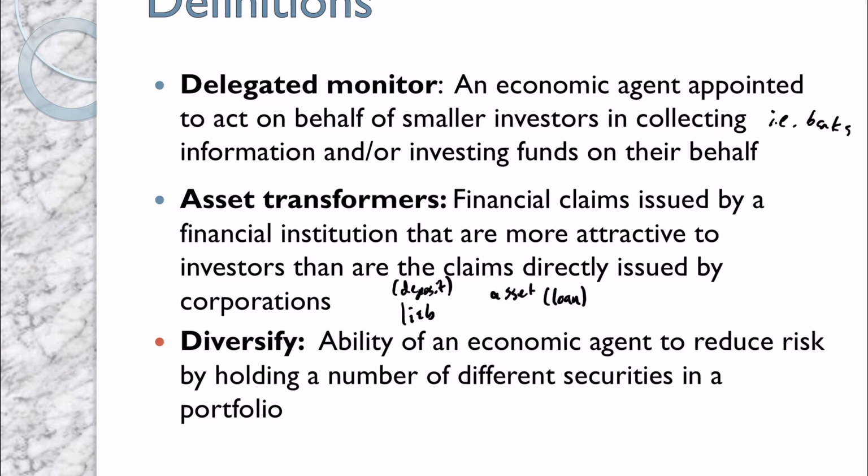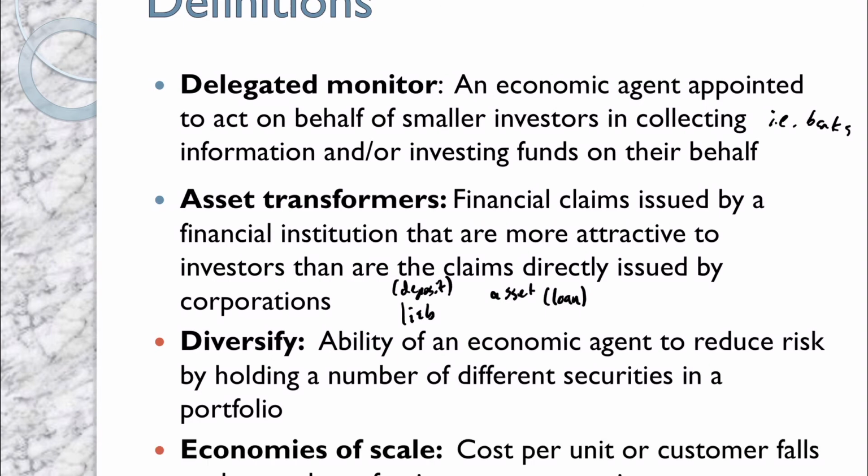Next definition is the definition of diversify. This is the ability of an economic agent to reduce risk by holding a number of different securities in a portfolio. So you're decreasing the risk of the entire portfolio by investing in multiple different types of securities. You're eliminating the unsystematic risk of your portfolio.